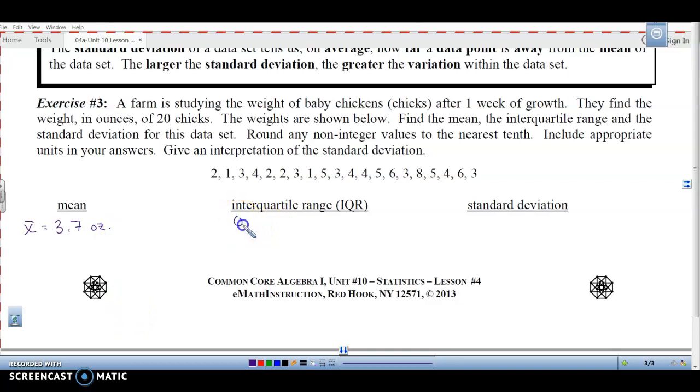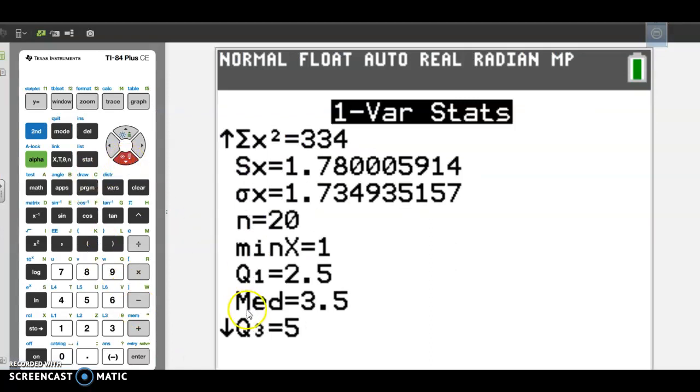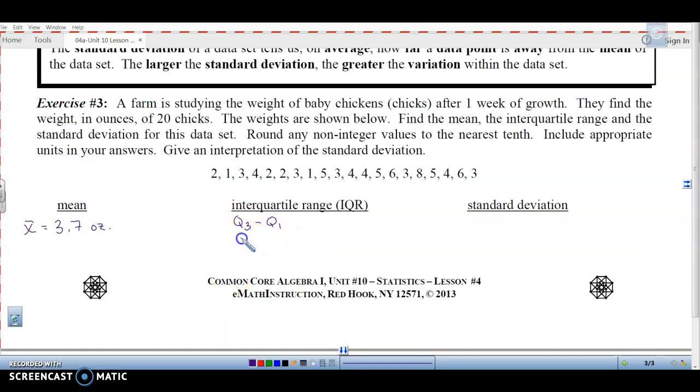Okay, now the interquartile range, remember, is Q3 minus Q1. If I go back to my calculator, all right, Q3 is 5, Q1 is 2.5. So Q3 is 5, Q1 is 2.5, 5 minus 2.5 is 2.5 ounces. Okay, so that means 50% of the data is within 2.5 ounces.